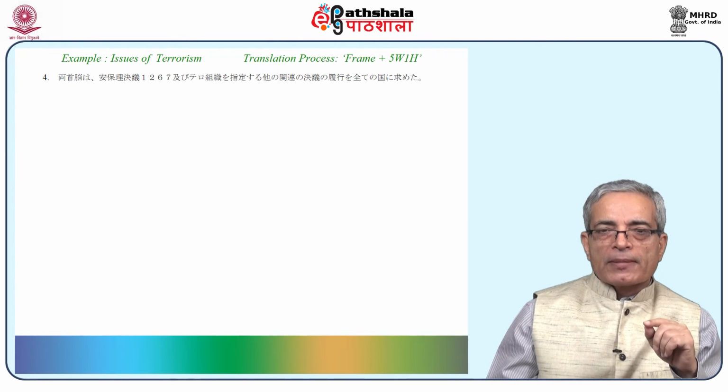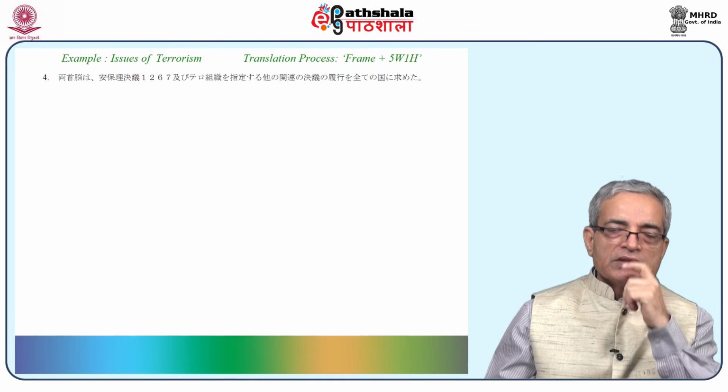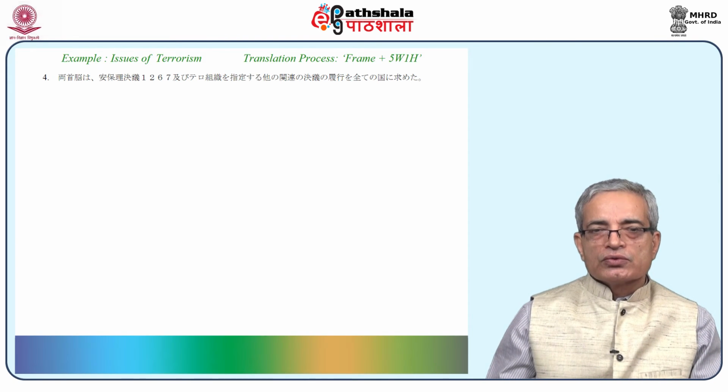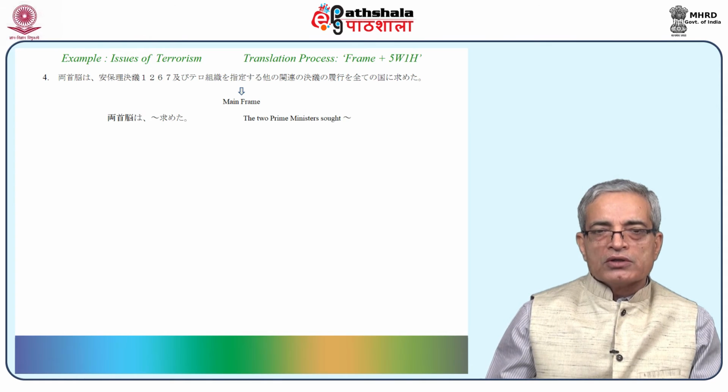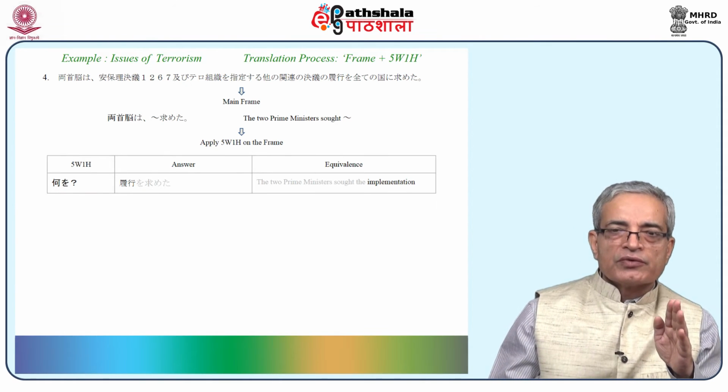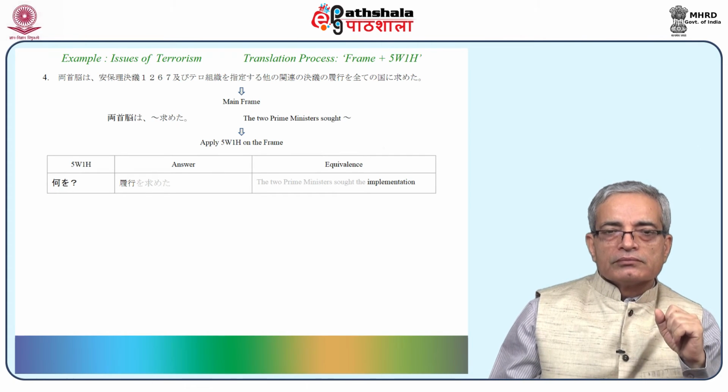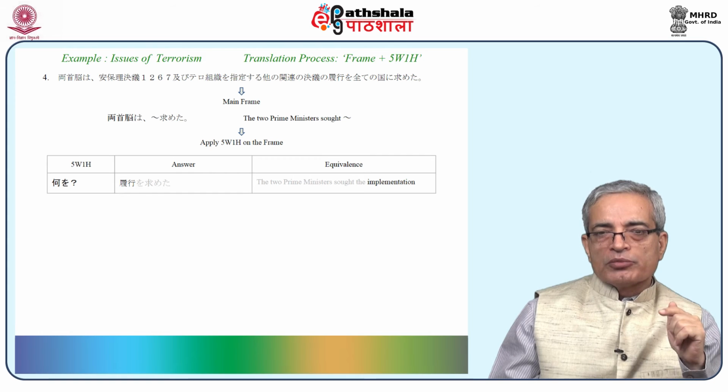Sentence number 4, it's ni motomeTa. So let's see the frame. Ryoshu no wa motomita. Okay, so motomita, that means o is not there. Ni motomita is there. So kuni ni motomita, there must be o also in this. So let's go for the question. So first go for o. Nani o motomita? Riko. Riko motomita. Okay, next.